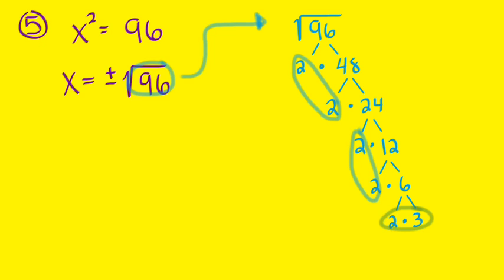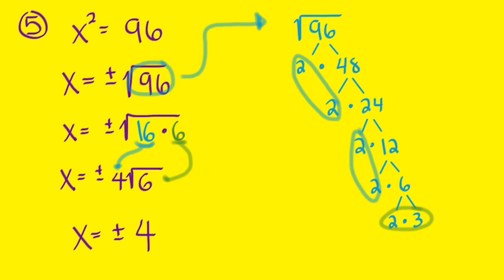So now I know 2 times 2 is 4, and 2 times 2 is 4, and 4 times 4 is 16. So what I have here is 16 times 6. And so I could square root 16, because we know that's 4, so we'll have plus or minus 4 square root 6.